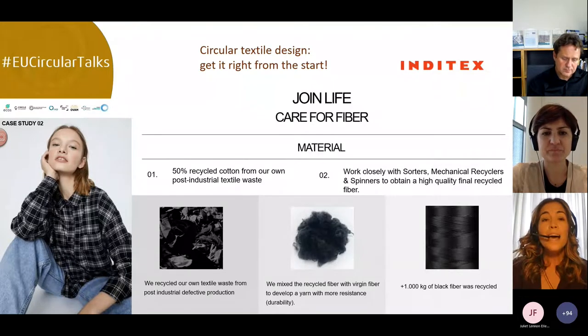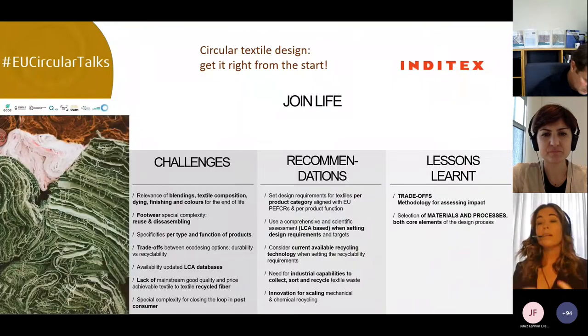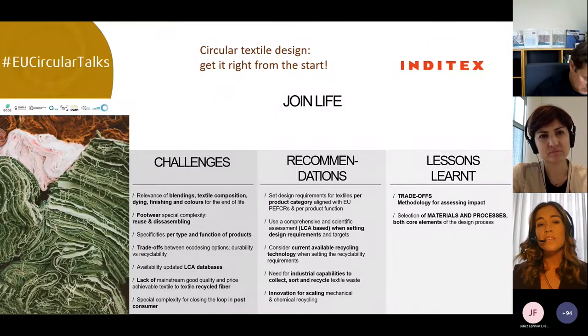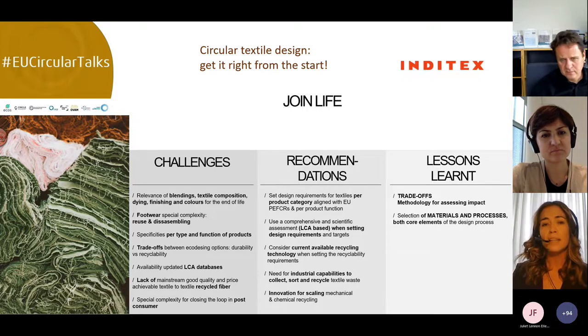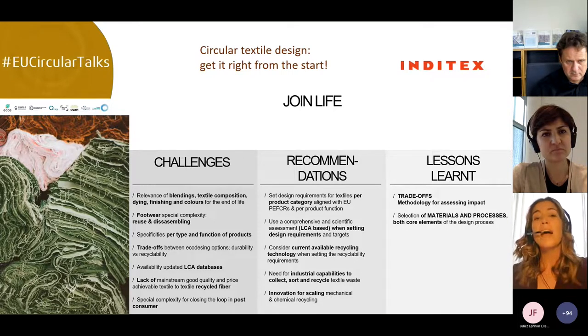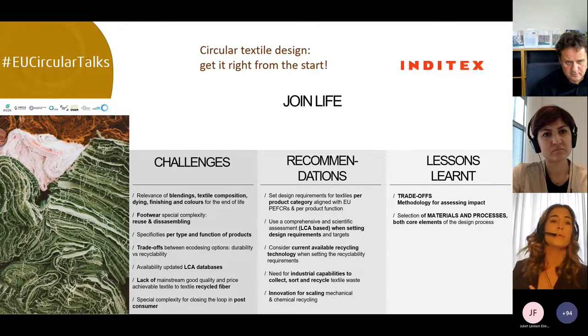And if we have to talk about lessons, and that's what we wanted to try to transmit to you today, we are pretty much aware of the relevance of things like blends, textile composition, the type of dyeing, the type of finishing, and the colors, and how this impacts the end of life. We are trying to extend the use, and we are trying to improve the end of life and bring products back to the loop. And we see how important that is now, because of the technical barriers we are facing to do so.